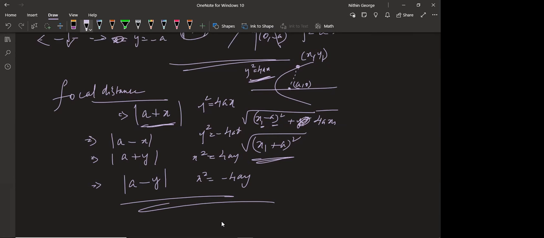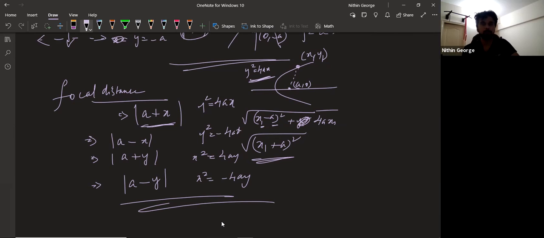Yes. Okay, so focal distance is the distance of a point on the conic to its focus. The focus for parabola y square equal to 4ax is a comma 0, and the point on it, I'm calling it x1 comma y1. Okay, you can call it at square comma 2at also, and then you'll get the same result. Doesn't matter.